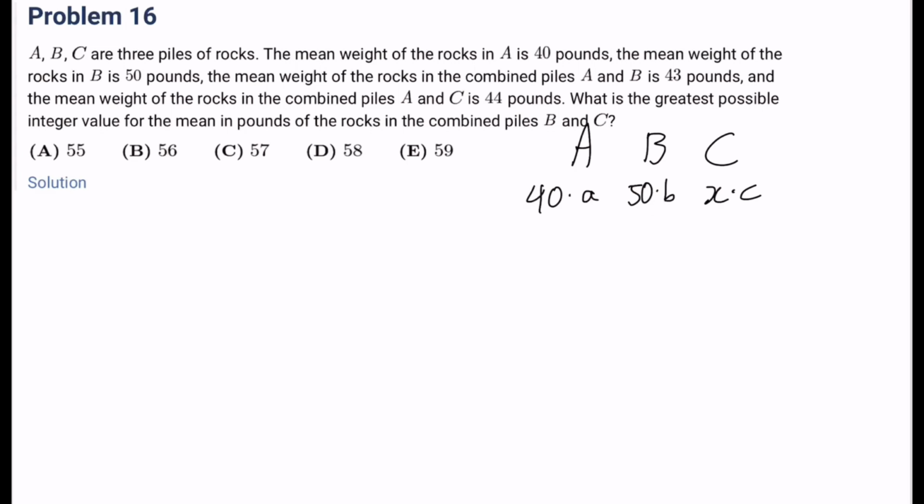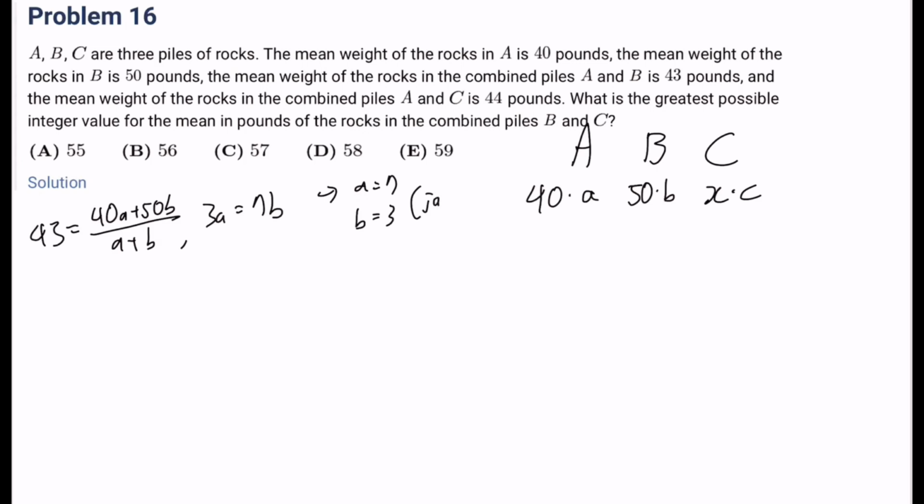And first thing is that A and B combined, 43 pounds as their mean. So 43 equals 40A plus 50B over A plus B. This gives us that 43A plus 43B equals 40A plus 50B. And simplifying, we get that 3A equals 7B. So here we can just say that A equals 7 and B equals 3. But keep in mind, this is just a ratio.